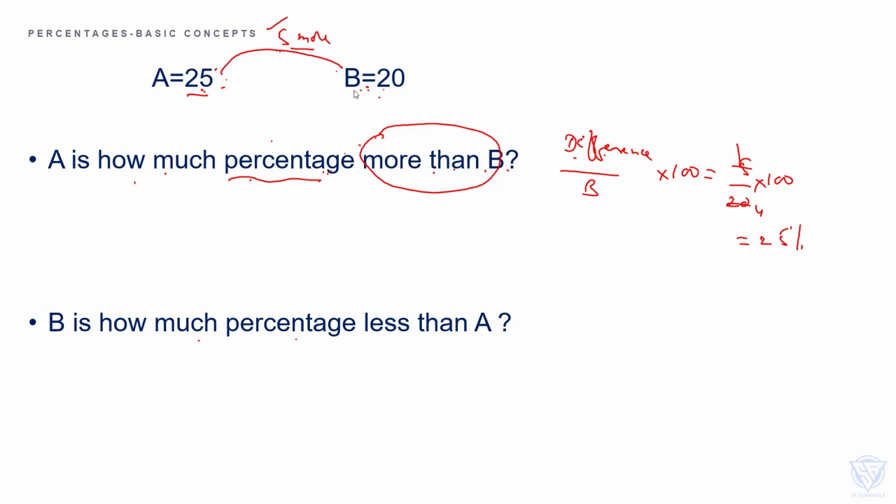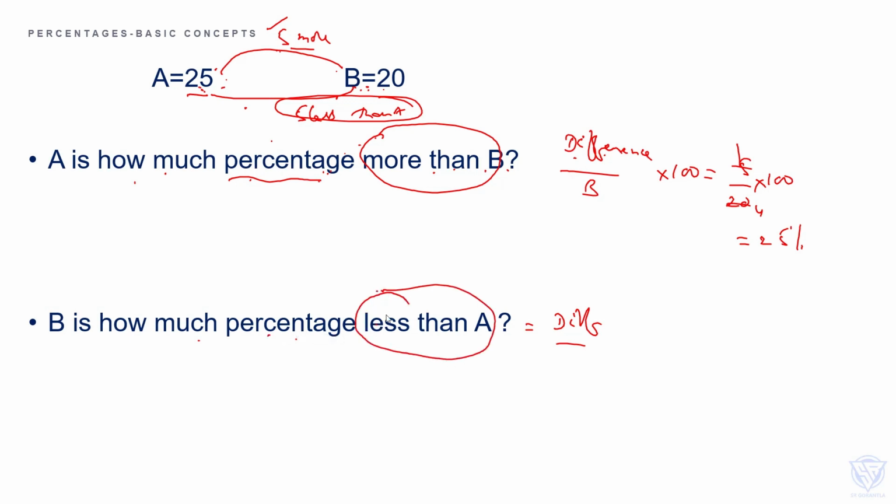So the fourth question is, B is how much percent less than A? Again, B is how much less in absolute terms? 25, 20, which means in absolute terms B is 5 less than A. But percentage-wise, we have to write this difference 5 with respect to what? What percent less than A? Less than A means you have to compare the difference with respect to A. So difference by A into 100. That is, difference is 5 by A, 25, into 100. 1 by 5, 20%. So these four are the core questions of percentages.